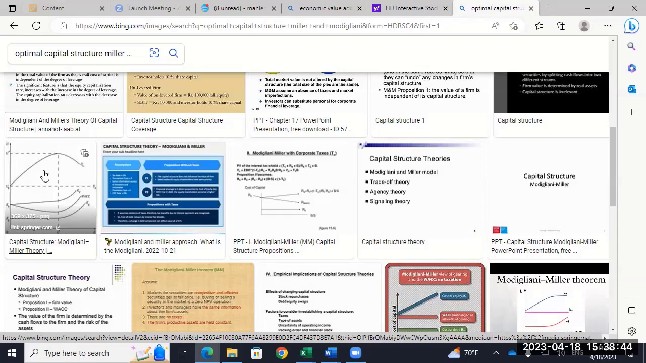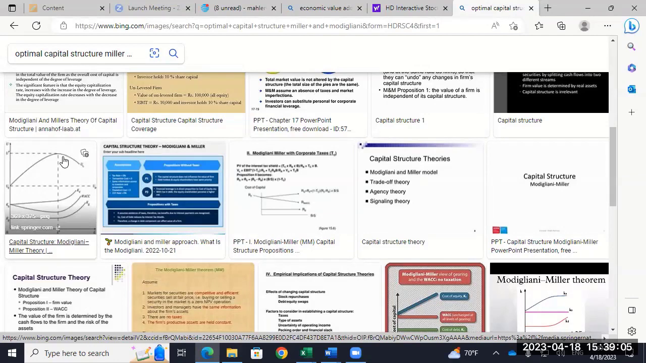The labeling, most students don't have any problem with. Now, some of the graphs, it goes up, and up is better. Some of the graphs, it comes down, and down is better. So you have to know that. If higher is better, then I have value of the firm on the axis. If lower is better, I have cost of capital on the axis.